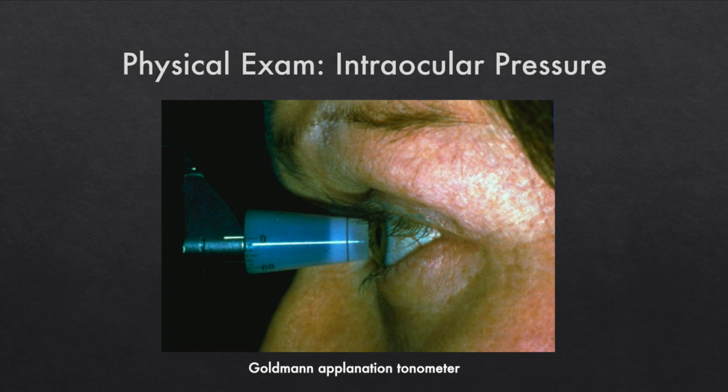Diagnosis of glaucoma can be made by physical exam and ancillary testing. Intraocular pressure is most commonly measured with the Goldmann applanation tonometer. Normal pressure is considered to be between 10 and 21 millimeters of mercury. The higher the eye pressure, the higher the risk of glaucoma.